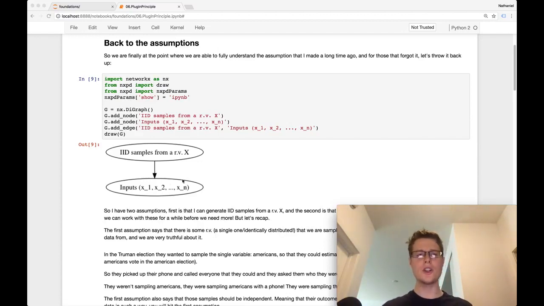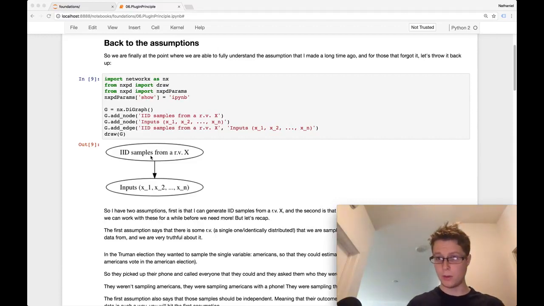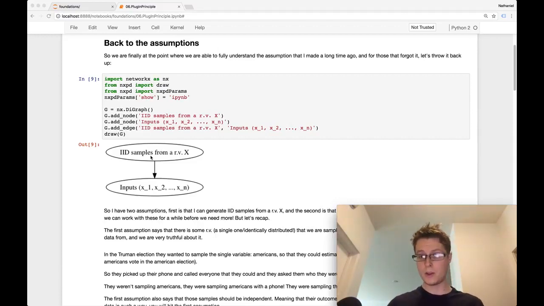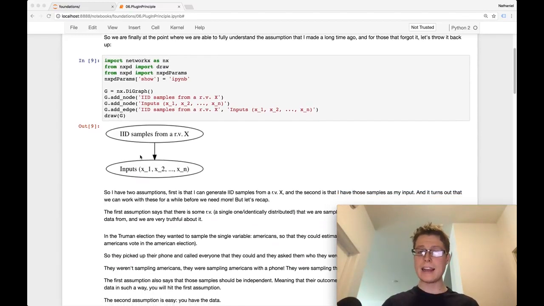So assumption number 2 is we have data. That's kind of important. And assumption number 1, we have IID samples from a random variable x. And we learned what a random variable was previously. A good metaphor to describe it is it's simply a function that returns numbers. We learned what samples were. Samples were simply calls of that function. And we learned what IID was.